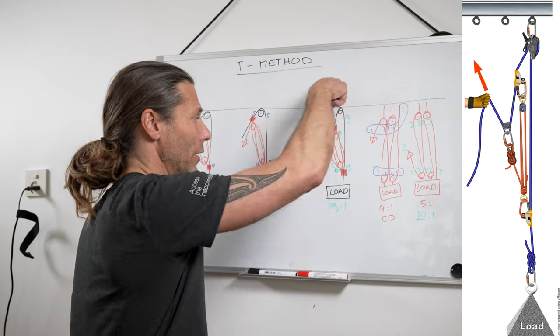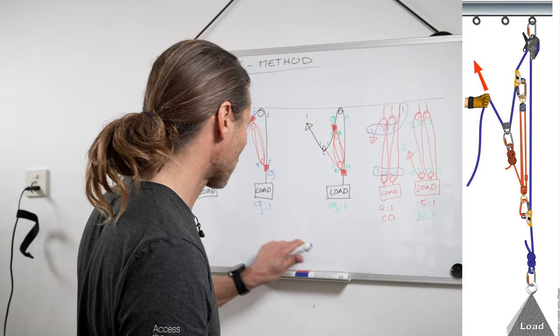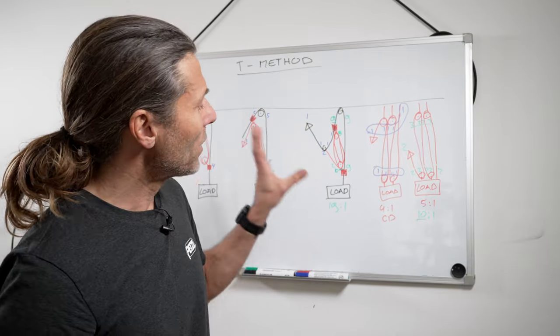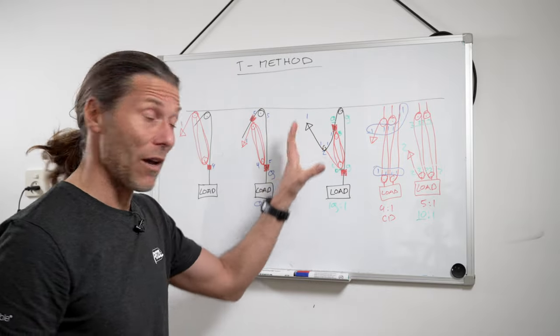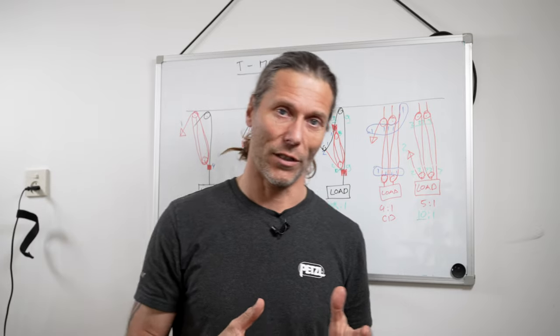Moving up, moving down, all moving at different speeds. So by doing that T method and writing everything out, you can calculate any mechanical advantage.